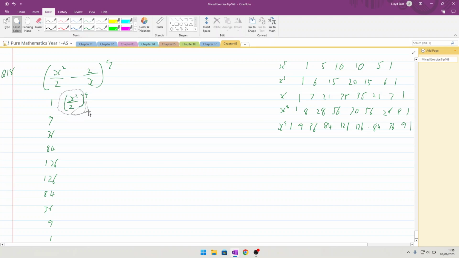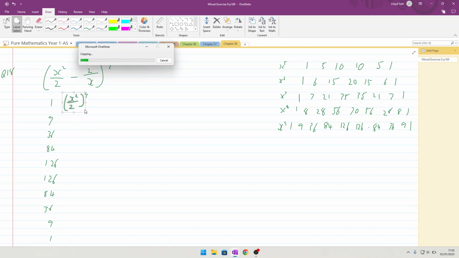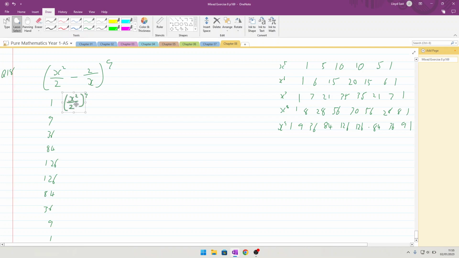Why can't I select that? Not pasting for me.